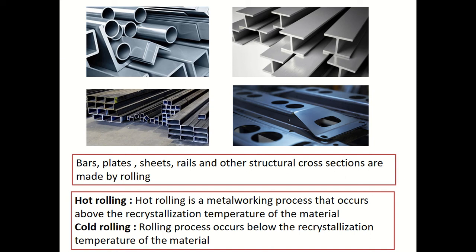Similarly, hot rolling is a metal working process. What is rolling? I am passing the work material between two rollers, and that becomes hot rolling. I am heating the material to the recrystallization temperature and passing it between the two rollers. That is called the hot rolling process. So hot rolling is a metal working process that occurs above the recrystallization temperature.